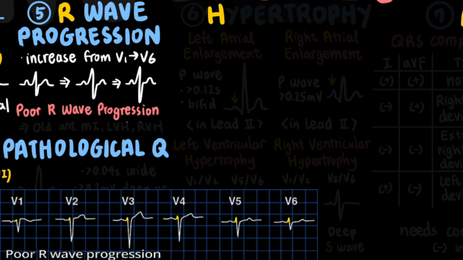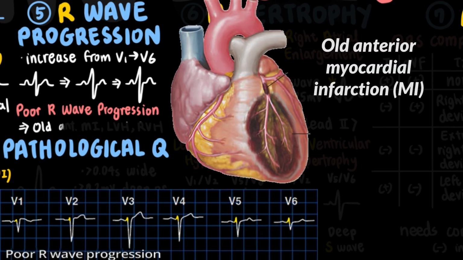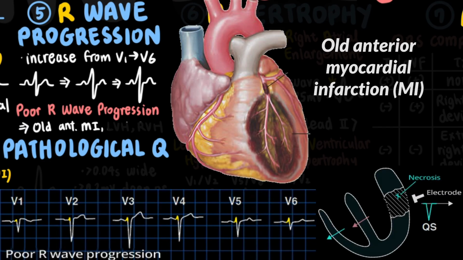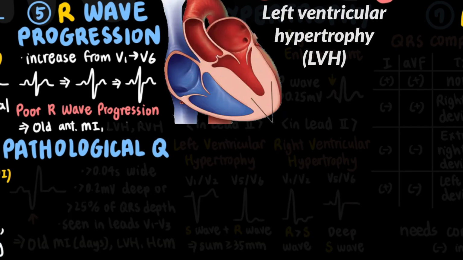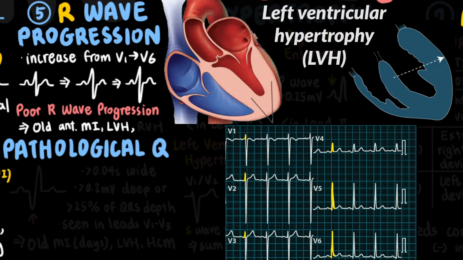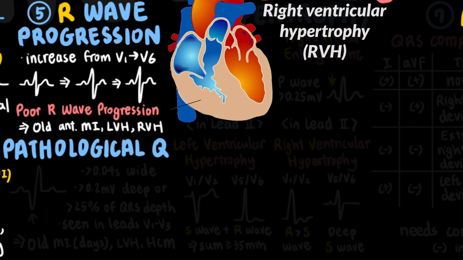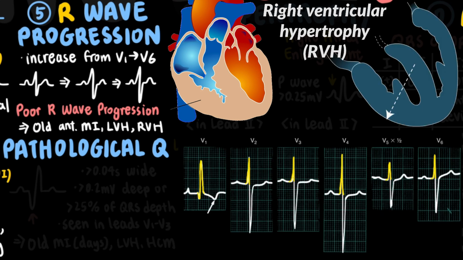Several conditions can cause this. An old anterior myocardial infarction is one of the most important. If the anterior wall is scarred, it can no longer generate a normal R wave, so the amplitude stays low across the precordial leads. Left ventricular hypertrophy, or LVH, can also alter the pattern. Because the left ventricle is so thick, the transition point shifts later, making the early leads show smaller R waves than expected. And in right ventricular hypertrophy, or RVH, the right ventricle becomes dominant, producing larger R waves in V1 and poor progression across to the left.